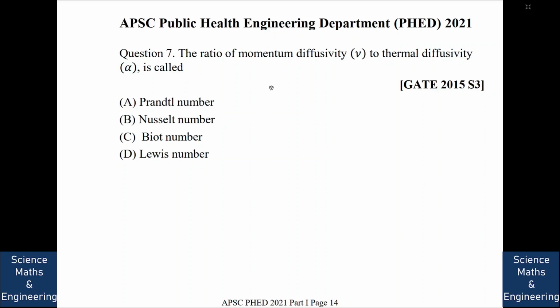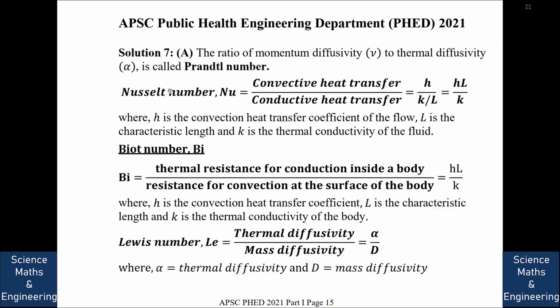The ratio of momentum diffusivity to thermal diffusivity is called... So the answer is it is called Prandtl number. So Prandtl number is momentum diffusivity to thermal diffusivity. So then Nusselt number is convective heat transfer to conductive heat transfer.